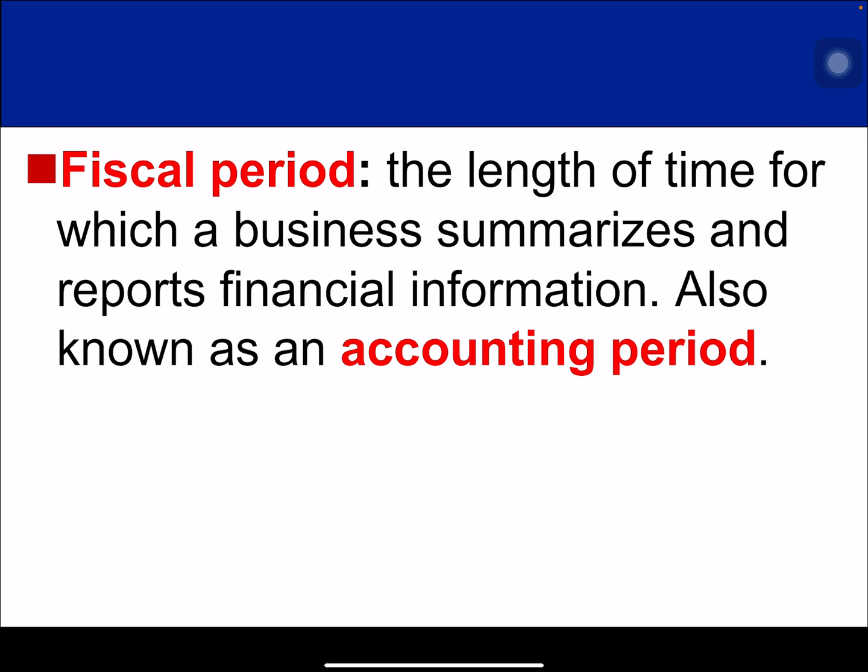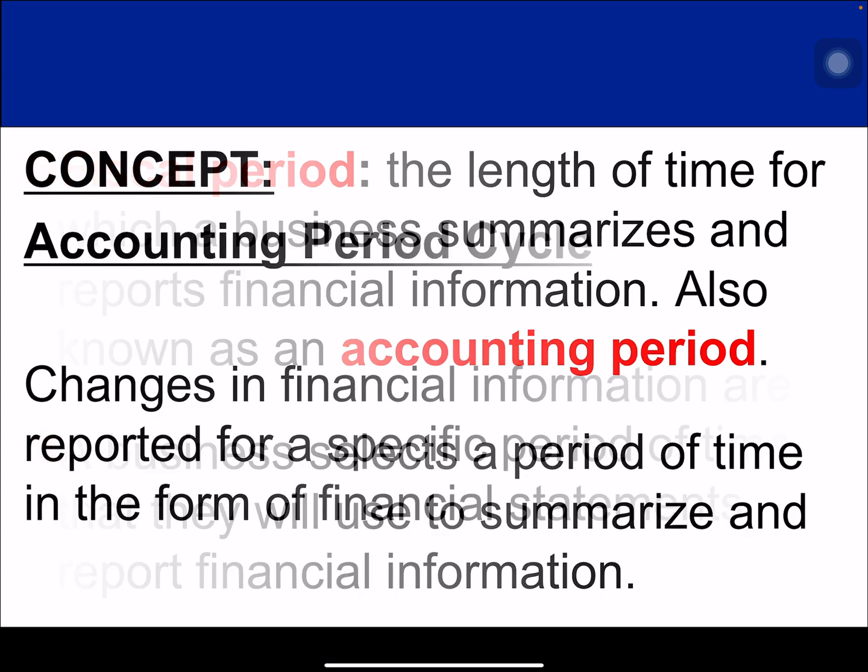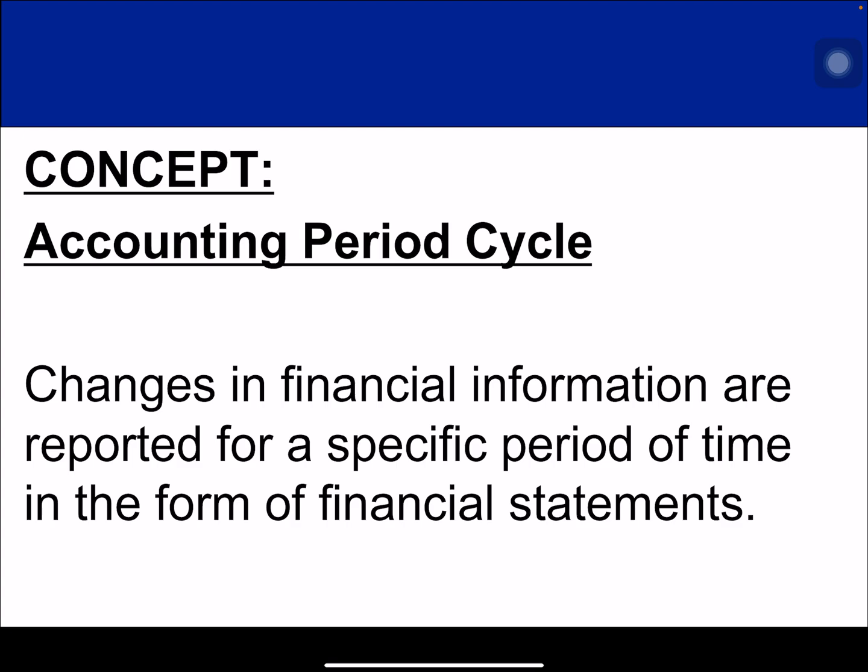A fiscal period is the length of time for which a business summarizes and reports financial information. It's also known as the accounting period. A business selects a period of time that they will use to summarize and report financial information. And again, this is another concept, the accounting period cycle. Changes in financial information are reported for a specific period of time in the form of financial statements. And again, each business will decide how long their specific period of time will be.